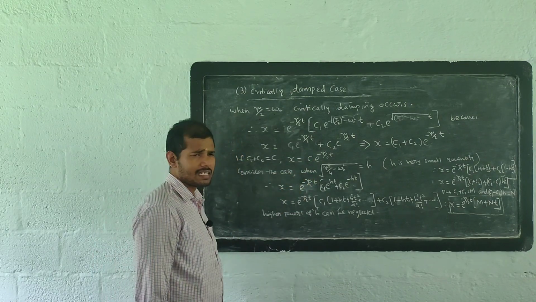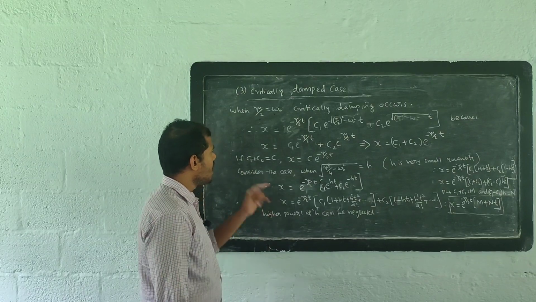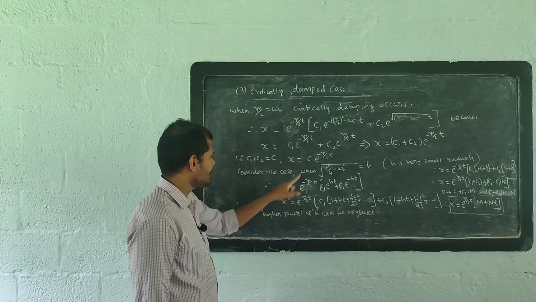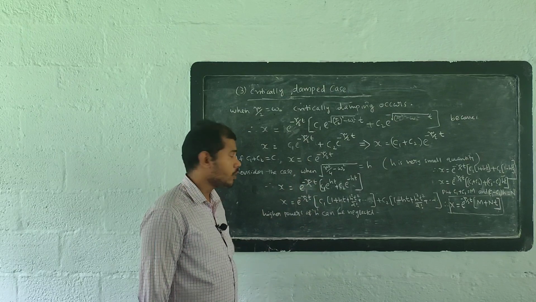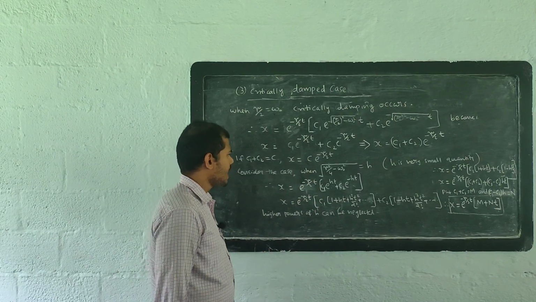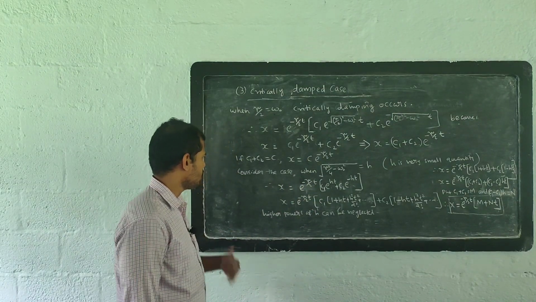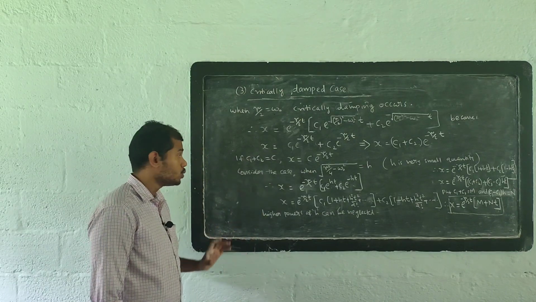But it cannot be considered as a solution of this damped harmonic oscillator because it consists of only one arbitrary constant. We must have more than one arbitrary constant; then only can we consider it as a solution here.